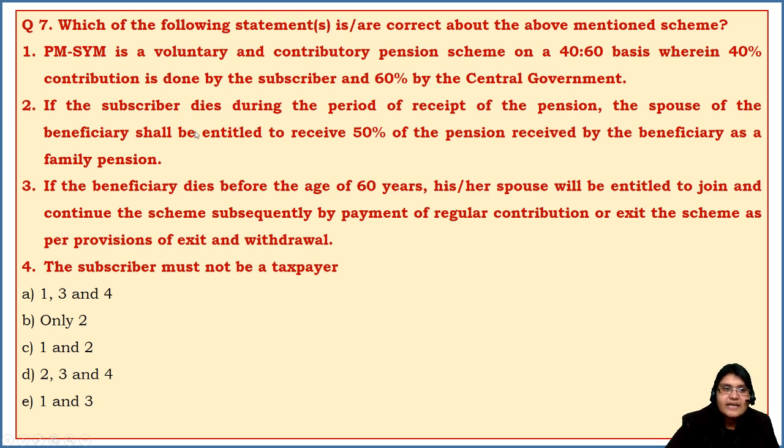Second statement: if the subscriber dies during the period of receipt of the pension, the spouse of the beneficiary shall be entitled to receive 50% of the pension received by the beneficiary as a family pension. Here we are talking about when the subscriber dies during the period of receipt, that is after the age of 60 years, understand that. The third statement says if the beneficiary dies before the age of 60 years, his or her spouse will be entitled to join and continue the scheme subsequently by payment of regular contribution or exit the scheme as per the provisions of exit and withdrawal.